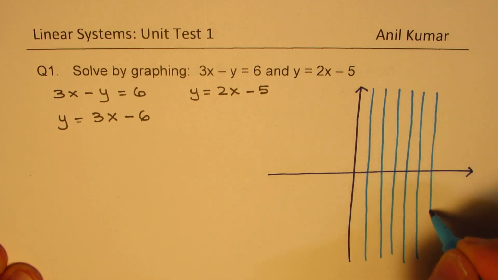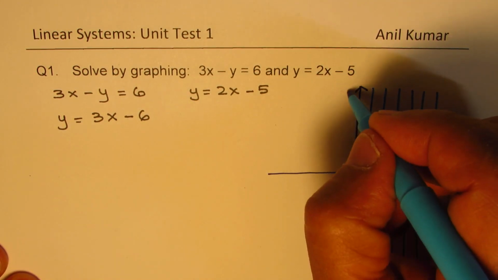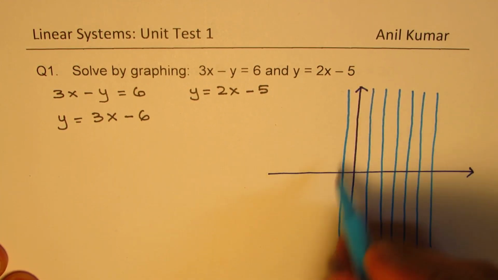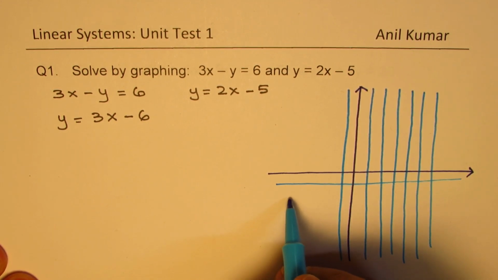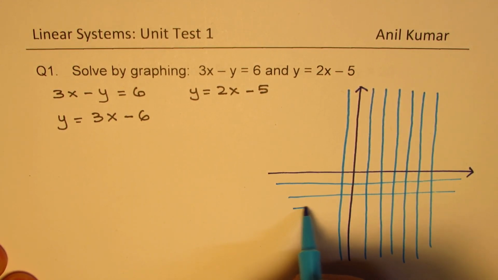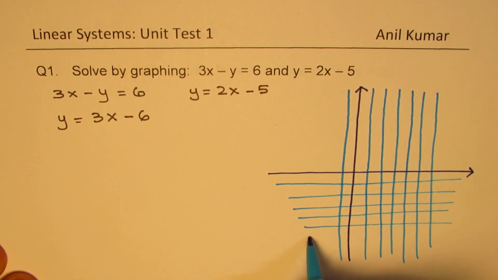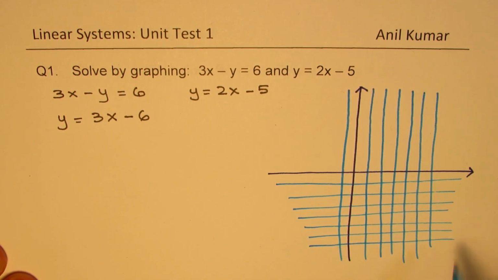Both these lines have positive slopes, so I guess they will be rising lines. So we expect the intersection somewhere here. I'm partially sketching my graph here. I have to go at least 6 units down since we have minus 6, right? So 1, 2, 3, 4, 5, 6. Let me draw one more. Okay, so let us say this is our graph paper.